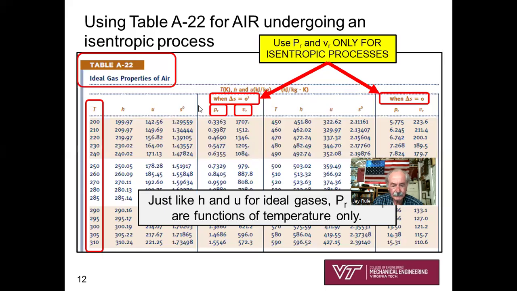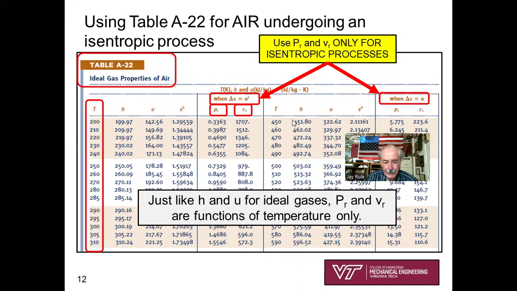Notice these columns: you've got H, U, and S0, all tabulated against temperature. Then you've got two columns that are kind of separated off, and there's a little note above PR and VR that says when delta S equals 0. That means isentropic process. Remember, in table A22, temperature increases in the left column, and then it gets so big that it switches over to the right-hand side of the page, and T continues to increase.